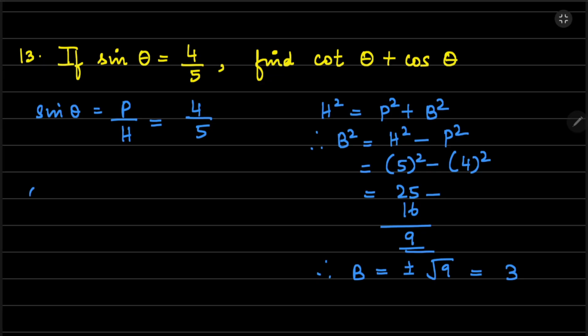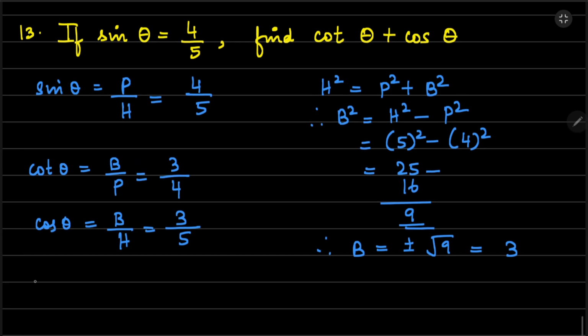Okay. So what will be your cot theta? Tan is P by B. So cot is B by P. What is B? It is 3, by P, which is nothing but 4. And what is your cos theta? It's B by H. What is B? 3. What is your H? 5. Right? Now just substitute. So therefore you can just find out the value.